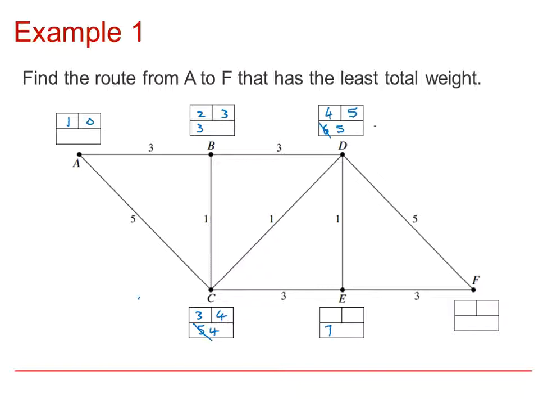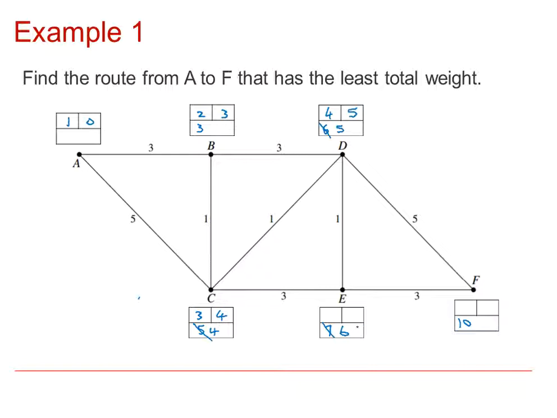I know that I cannot get to D in under 5 units, so it must be permanent. I now imagine moving from this node D. So I could go to F, which would be 5 plus 5 at 10. I could travel from D down to E, which would be 5 plus 1, so that's 6. So that's an improvement on the 7.